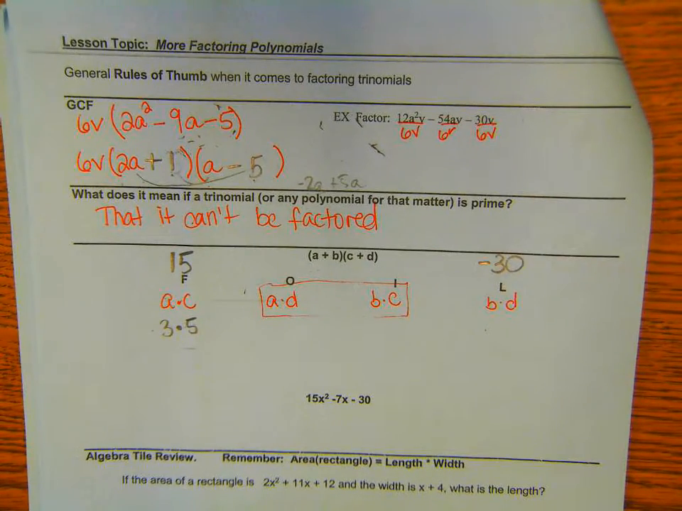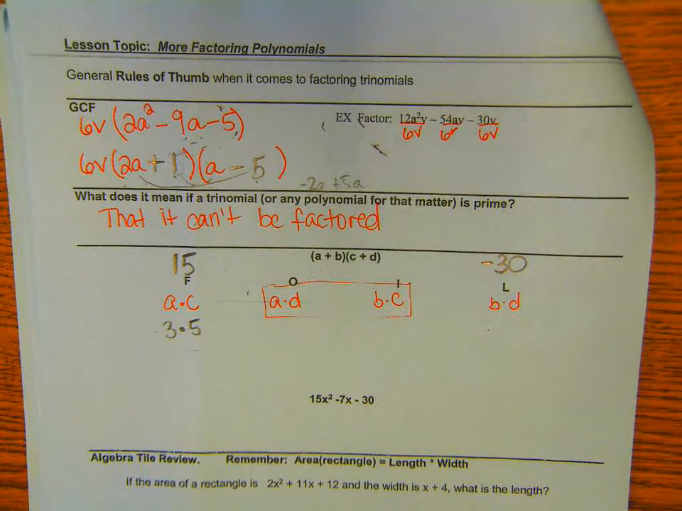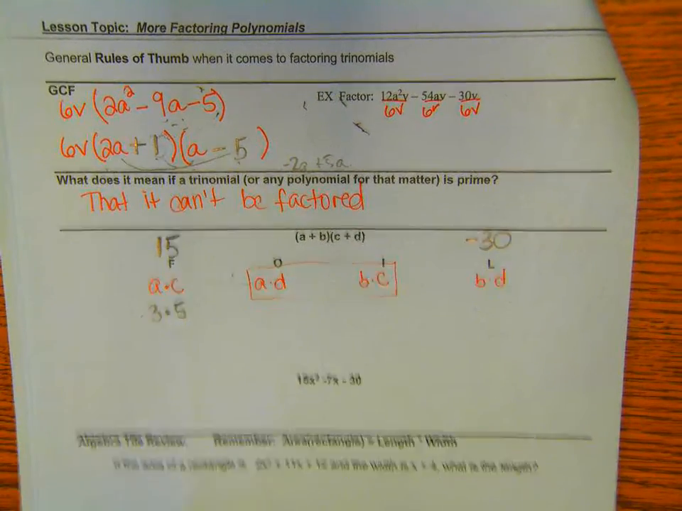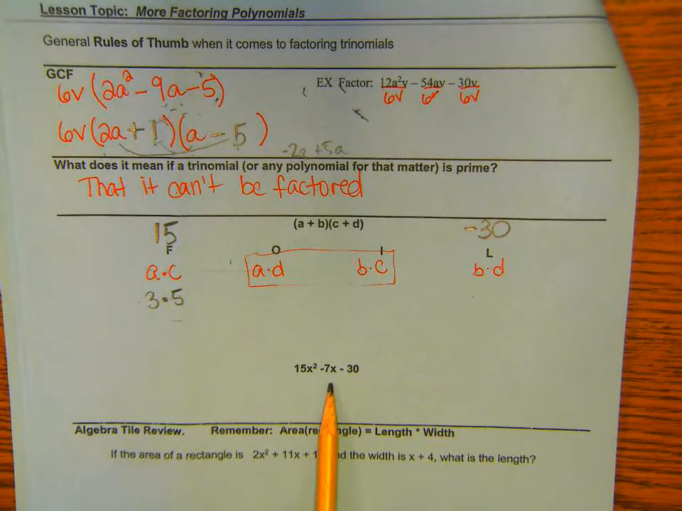10 and 3, or 15 and 2, or 10 and... we already did 10 and 3. Anything else? 5 and 6. Okay, so when you're picking things, you kind of got to look. The outers plus the inners is negative 7x.